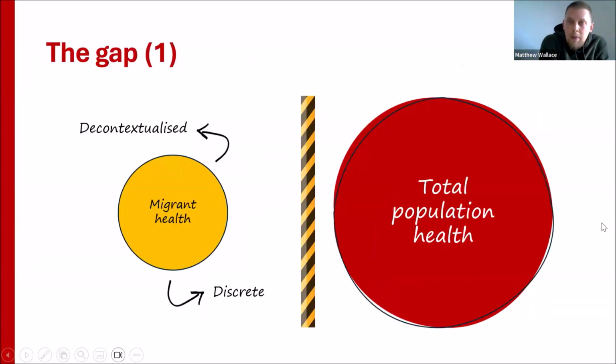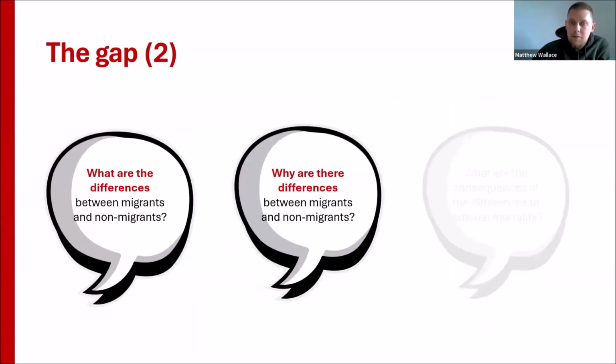So my feeling in the migrant health literature is that migrant health has always been treated as discrete and decontextualized from wider population health. We look at the health or mortality patterns of migrants and we contrast them with non-migrants, and we leave things there. We never really talk about the health of migrants in a wider national population health perspective.